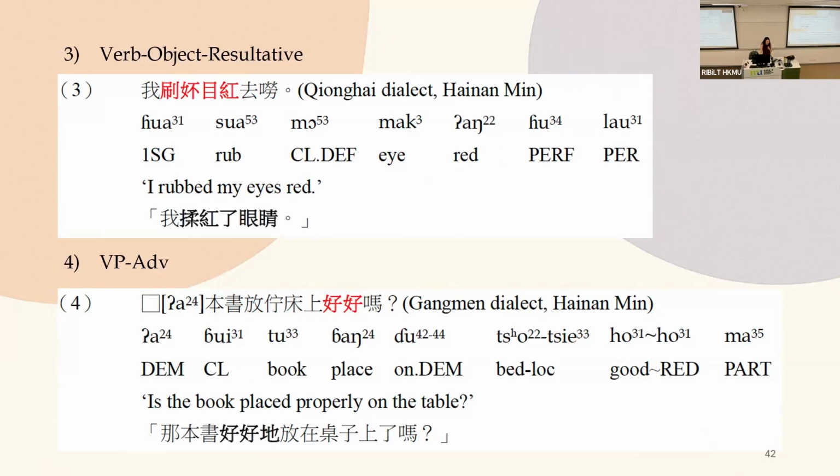And the third type is the verb-object resultative construction. In modern Sinitic languages, such word order is generally forbidden, save for a few fossilized expressions. But it is highly productive in Hainan Min nowadays. And the fourth construction is the post-verbal adverbs and manner adverbial phrases.